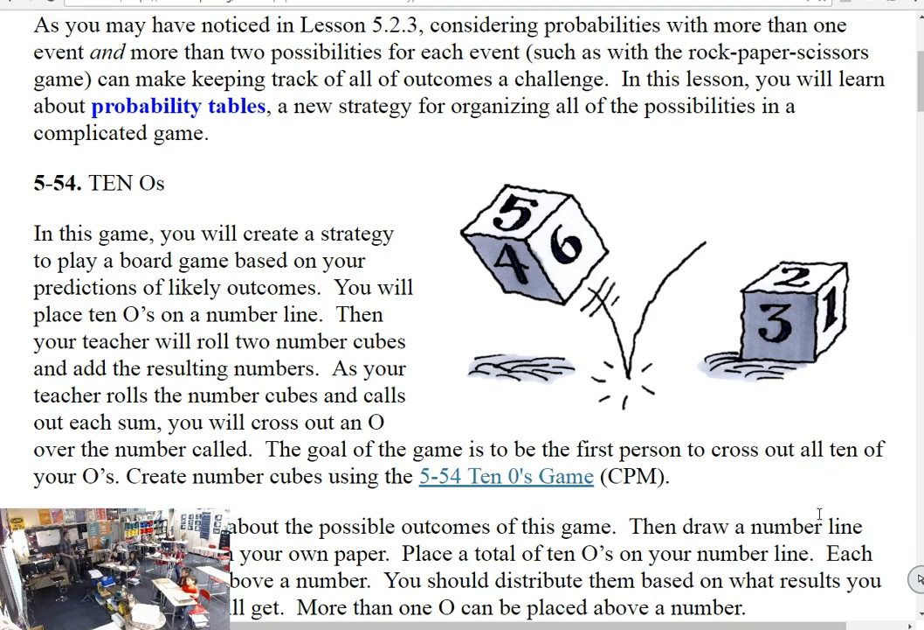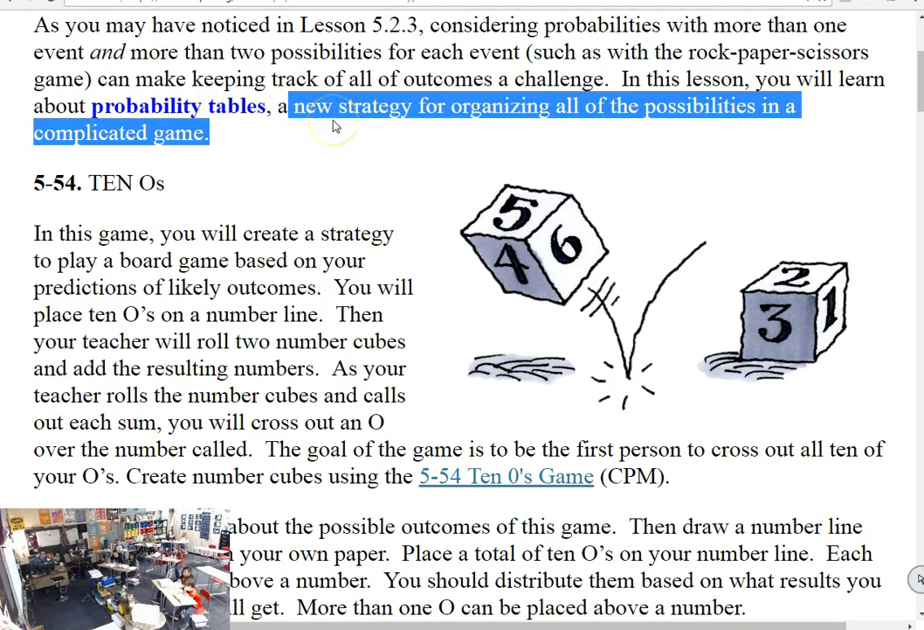Marvin, go ahead. As you may have noticed, in lesson 5.23 there is more than one event, with more than two possibilities for each event. And the trouble is keeping track of all the outcomes. In this lesson you will learn about probability tables, this time organizing all the possibilities. So, again, we're here to make your life easier. This is a strategy to organize all possibilities of a game.